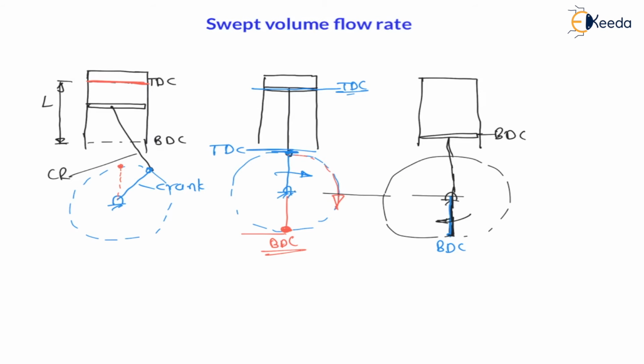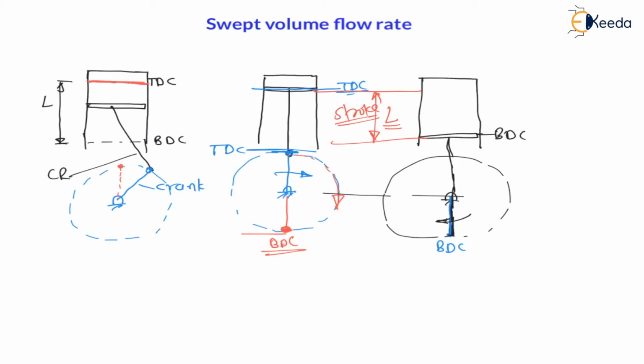Therefore, can I say when the crank rotates from top dead center to bottom dead center, that half rotation of the crank is nothing but one stroke? That is, for half rotation of the crank, the piston reciprocates between top dead center and bottom dead center. This is called a stroke, and the length is the stroke length, right?